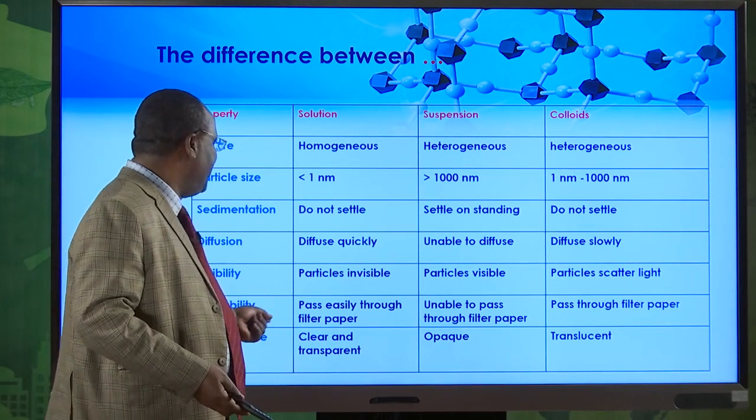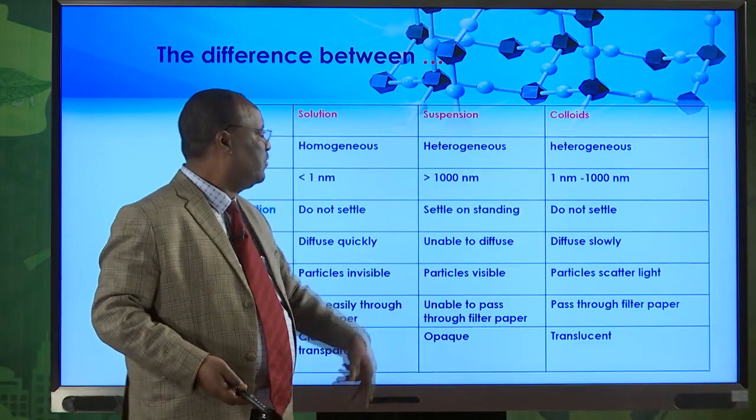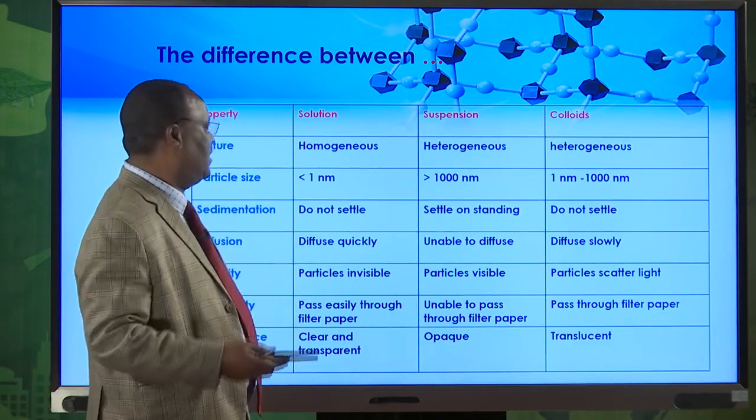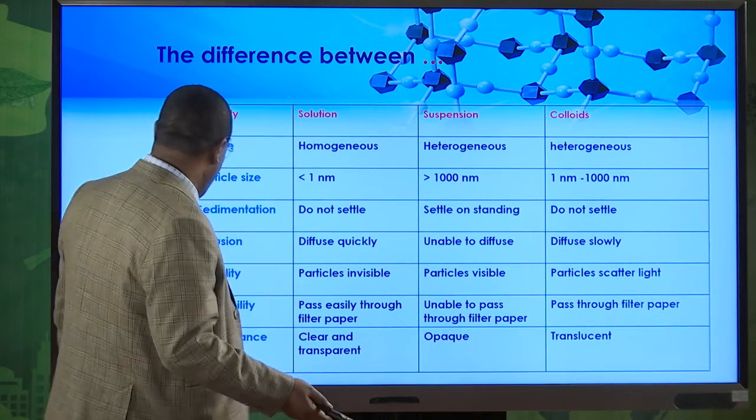Filterability. Solutions pass easily through filter paper. Solid cannot be filtered out from the solution. In suspension, particles are unable to pass through filter paper. You can separate solids from the solvent in these two types of mixtures, liquids and solid suspended particles, using a filter paper. And in the case of colloids, the particles pass through filter paper because they are small in size.